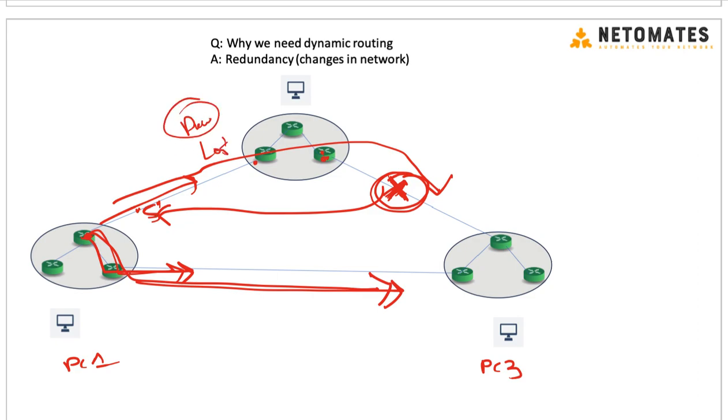So for redundancy, it's better to use a dynamic routing protocol, because it will automatically adjust the routing. Whenever a link goes down in the network, the routers will advertise that this network is no longer available via this route, so that the other routers in the network will choose the alternative path.